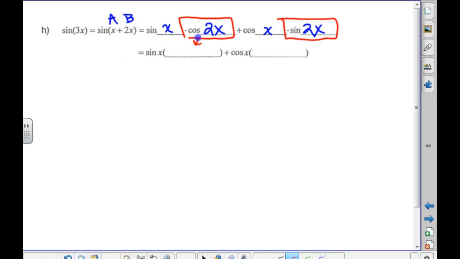What is a cosine 2x that we could trade for? There's three choices: 1 minus 2 sine squared theta, and so on. It doesn't matter which one we trade it for. I'm going to do the first one. Oh, it's supposed to be an x, sorry. If we traded the sine of 2x, it would be traded for 2 sine of x cosine of x. I vote we just stop there.